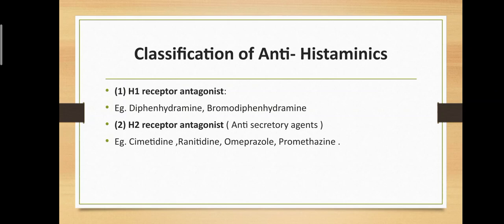Classification of antihistaminics. There are two main classes, H1 receptor antagonist and H2 receptor antagonist. In H1 receptor antagonist, examples are diphenhydramine and bromodiphenhydramine. And the examples of H2 receptor antagonist, which are also called anti-secretory agents, are cimetidine, ranitidine, omeprazole, and promethazine. These are the simple classification of antihistaminics.